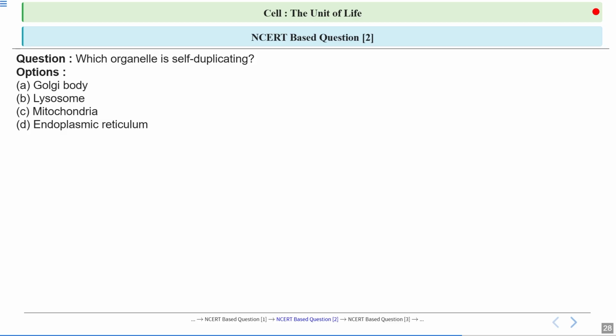Now the next question: which organelle is self-duplicating? Which organelles can replicate, reproduce? Options: Golgi body, lysosomes, mitochondria, or endoplasmic reticulum. What is the correct answer?